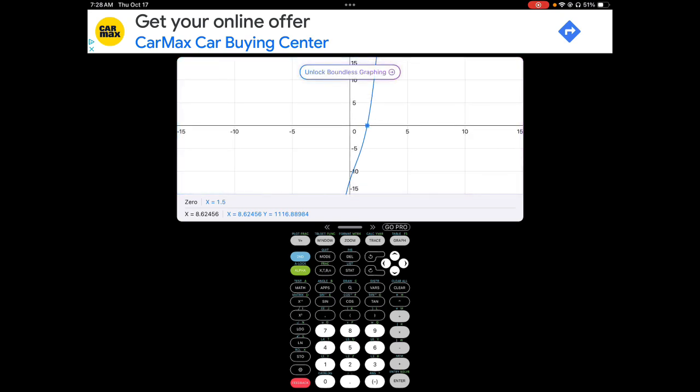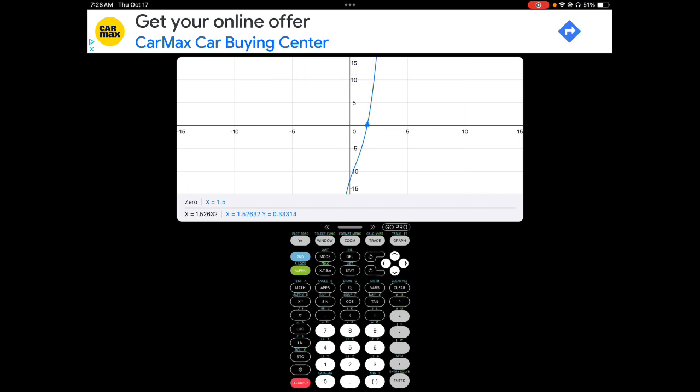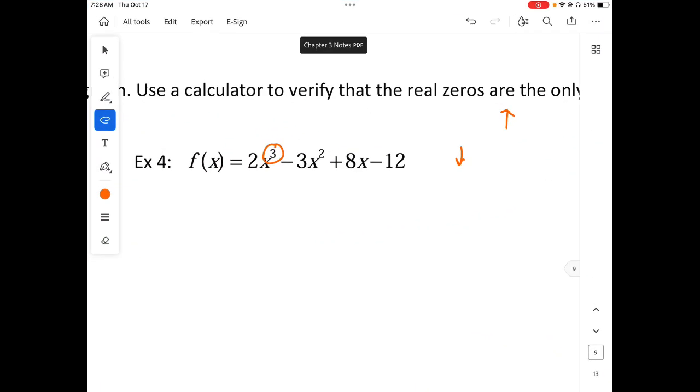Okay, so it looks like we have one real root, and it's at 1.5. So we are going to use 1.5, which is actually 3 over 2, and let's do synthetic division.